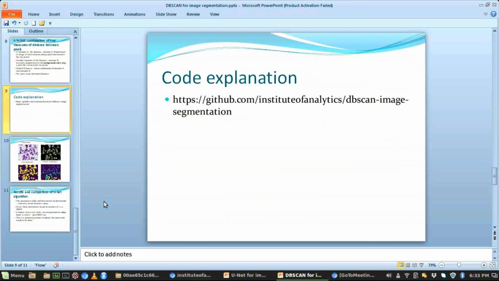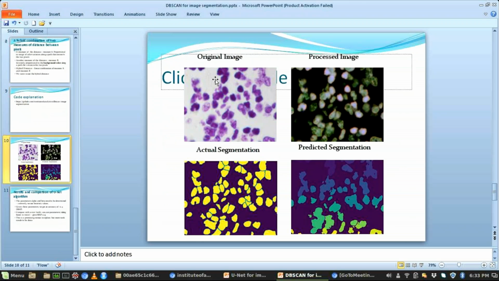So the procedure is as follows: you feed in the original image, and you get the processed image. Right now we are guessing the values of alpha and beta, epsilon and min point. From that, we do the segmentation. What we are seeing here on the bottom right-hand side is the predicted segmentation. This is the actual segmentation, this is what you should get. This is what we are getting for one such image. We are just looking at the training data and seeing what kind of accuracy we are getting.